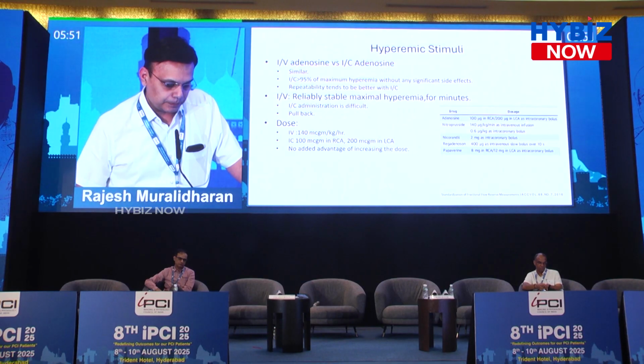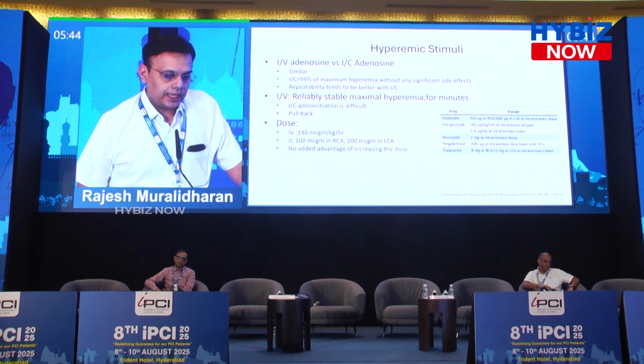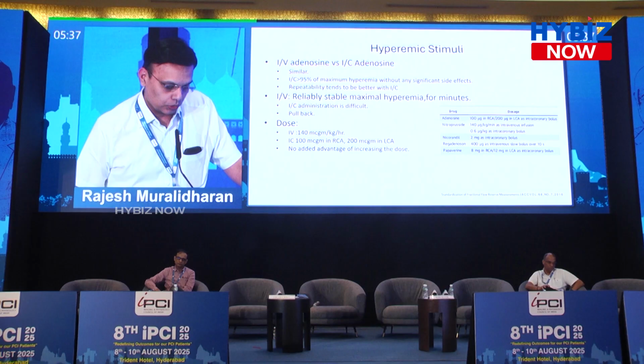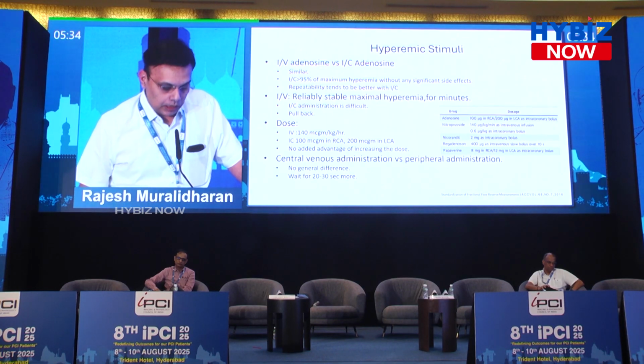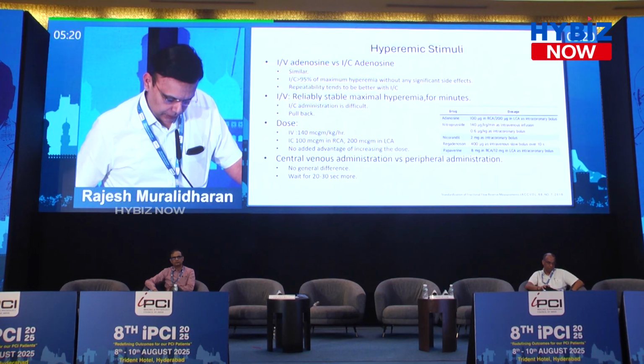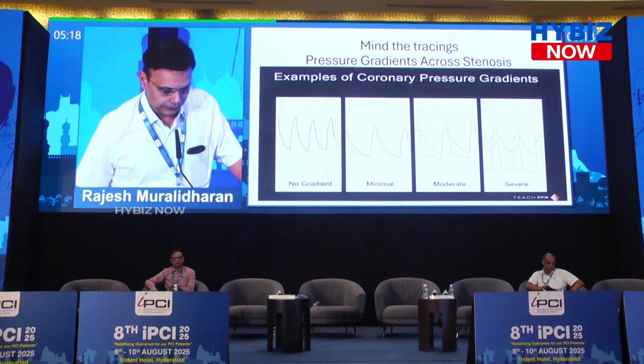IV adenosine is best given at 140 micrograms per kilogram per hour, nothing more or nothing less than that. Intracoronary, for RCA, 100, and for left coronary artery, 200. And studies have shown that there is no added advantage of increasing the dose further. Ideally, it should be administered by a central vein, but peripheral administration is good enough. But it may be prudent to wait 20 to 30 seconds more if you are infusing by the peripheral vein, so that the circulation times are also taken care of.